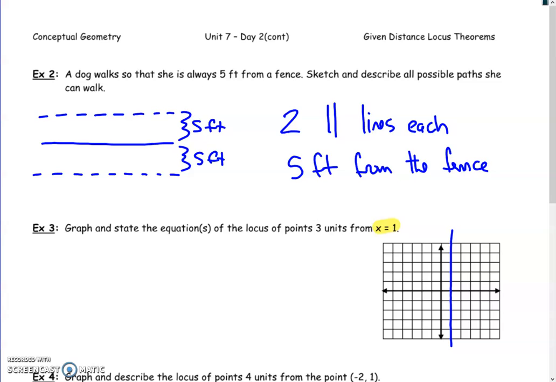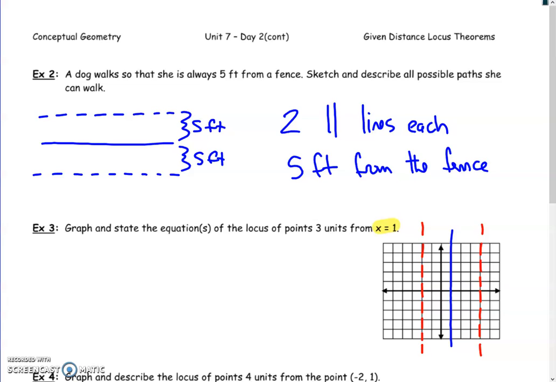So now if I give you a line and I want the locus of points 3 units away, it will be 2 parallel lines. It's just like the example up above, but now we're on a coordinate plane. So you count 3 blocks to the right and use a dashed line or dotted line, sketching that vertical line. From your initial line, the blue one in this example, 3 blocks to the left, sketch another line.